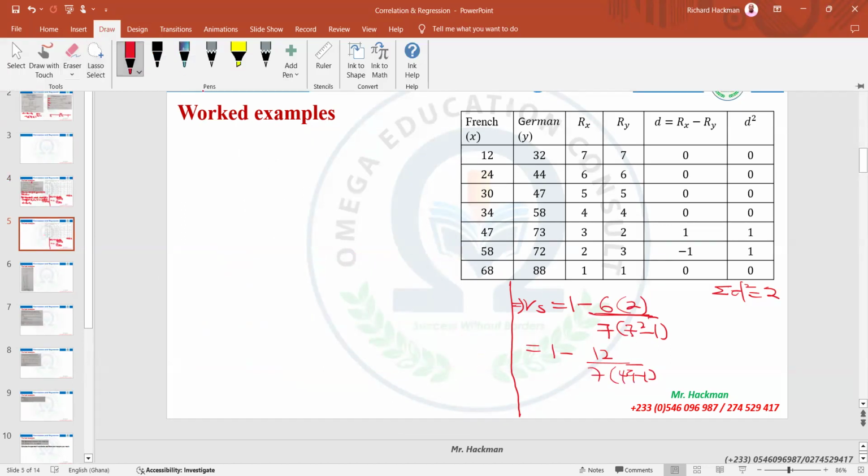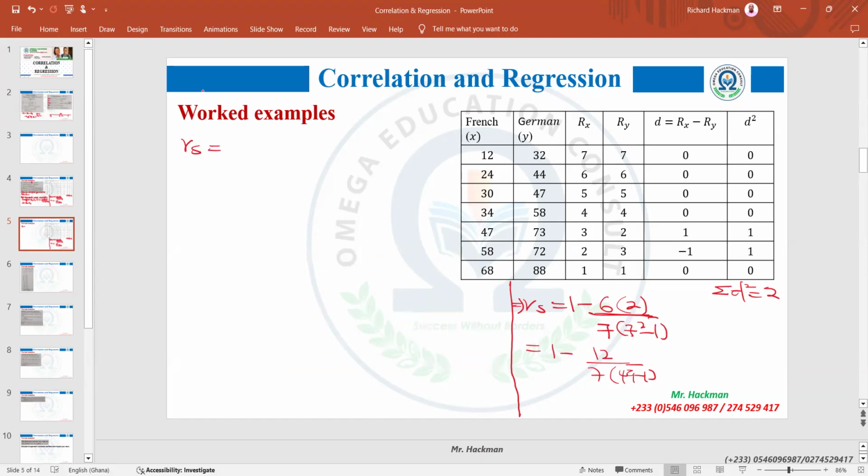We are going to have R sub x equal to 1 minus 12 all over 7 into 48. So simplify this for me. 1 minus 12, you can reduce, so you will do that. You always reduce before you multiply. So give me the fraction of this. Feed it into your calculator and give me the result. I'm waiting.